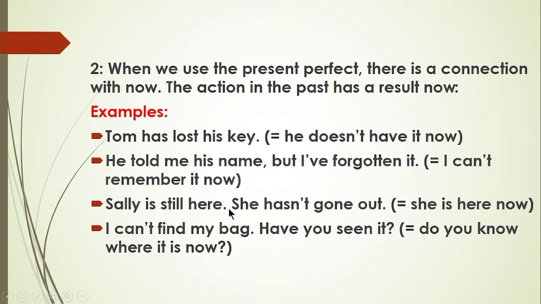Sally is still here. She has not gone out. It means she is here now. I cannot find my bag. Have you seen it? Do you know where it is now? So that is how we use present perfect tense in such situations.